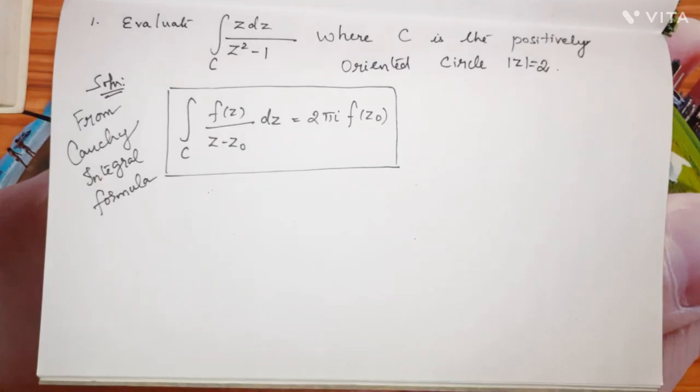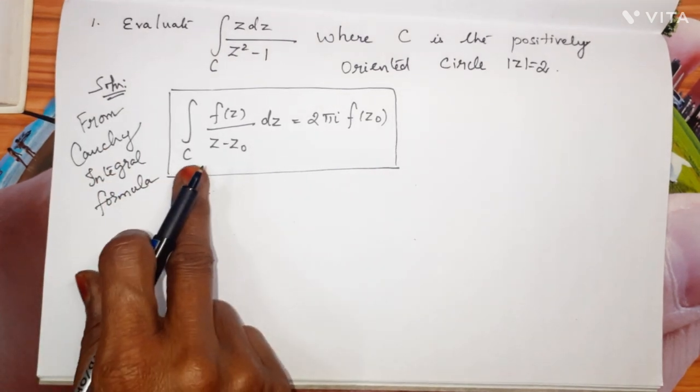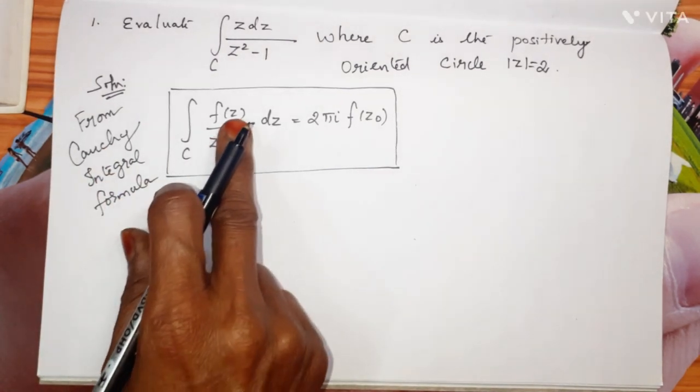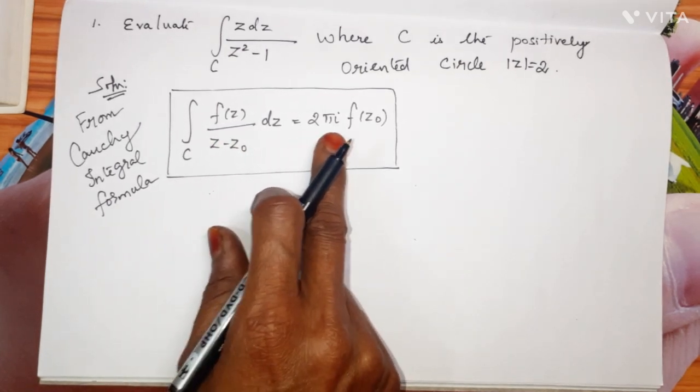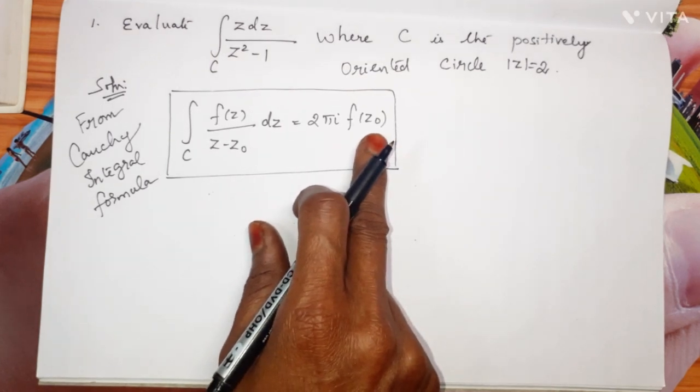Hello students, today we are going to evaluate some integrals using Cauchy Integral Formula. From Cauchy Integral Formula we know that the integral over C of f of z by z minus z naught dz is equal to 2 pi i into f of z naught.